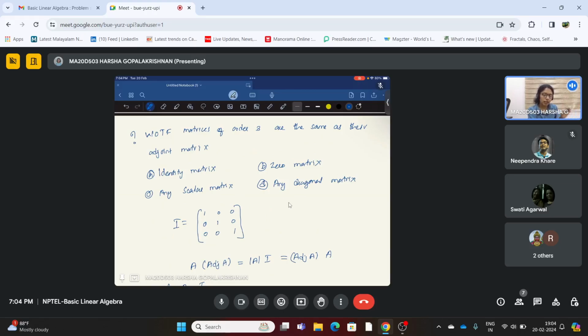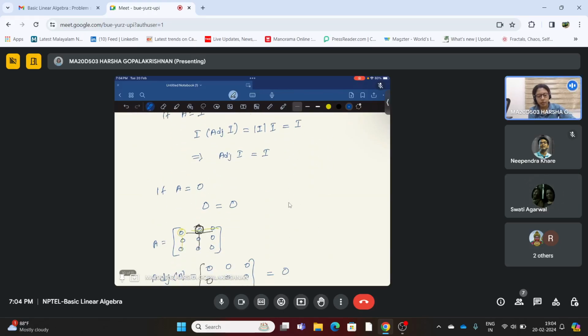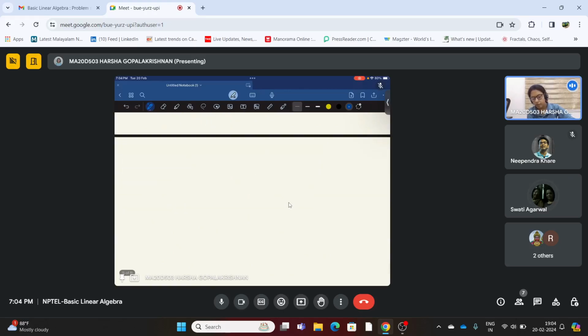But for example, I have a matrix with 2, 3, 4 along the diagonal and all other entries 0. Then it is a diagonal matrix, but it is not a scalar matrix. Is the difference clear? So all scalar matrices are diagonal, but all diagonal matrices are not scalar.